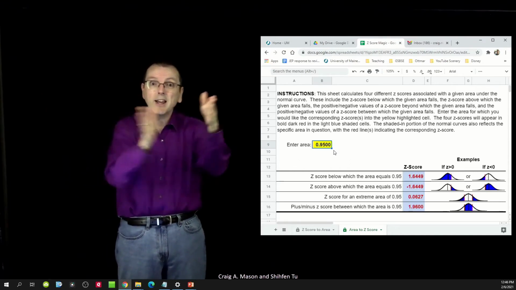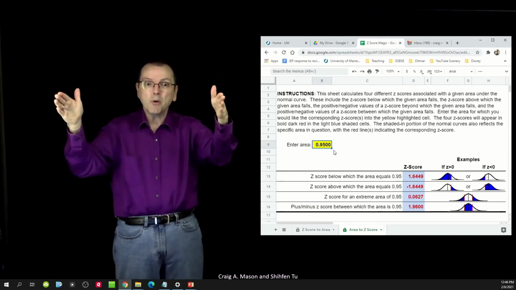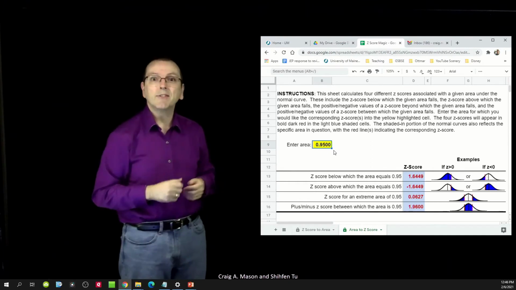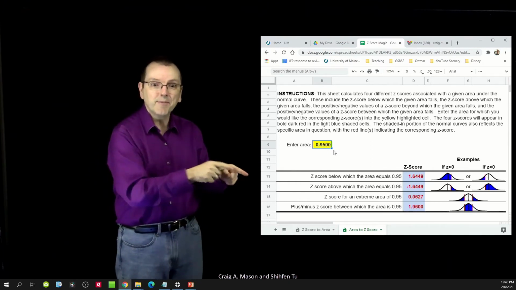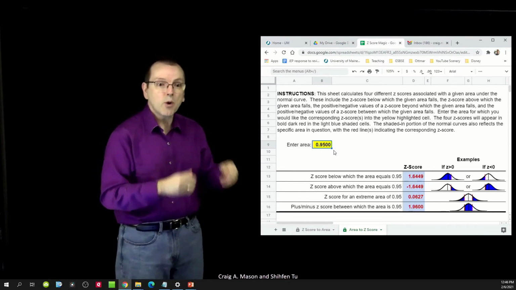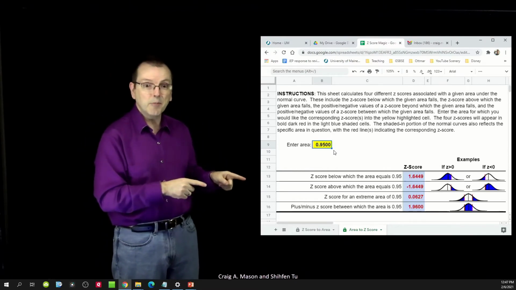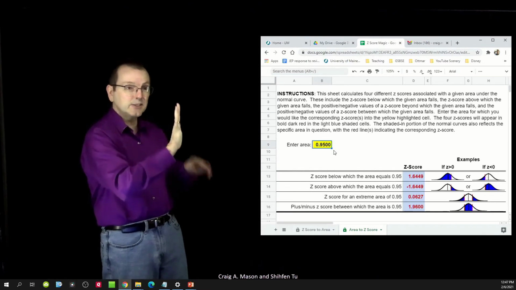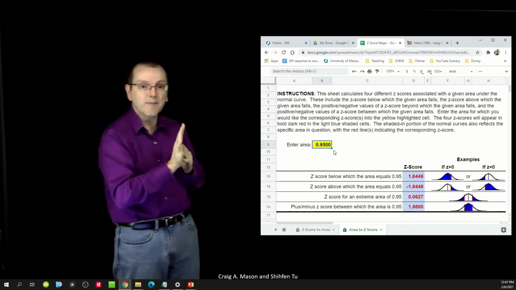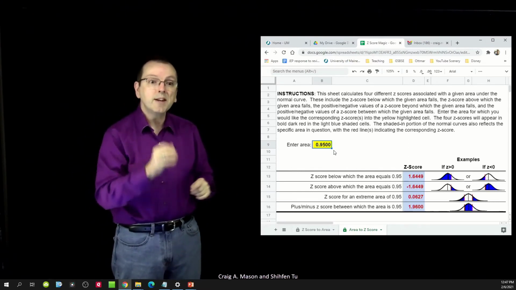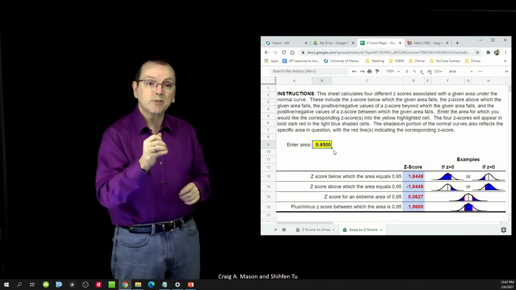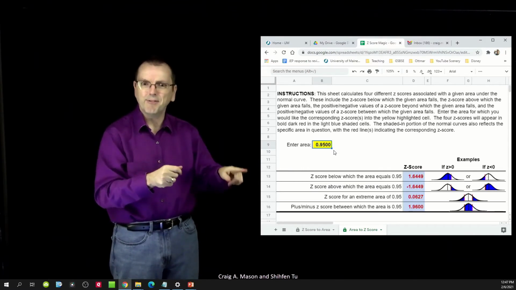So you put that all together, below a 1.6449 is 95%. So it worked perfectly. Then the z-score above which the area is 0.95. And again, we've got the little picture showing it's the z-score to positive infinity, is a z-score of negative 1.6449. Well, that's just the flip of that, right?